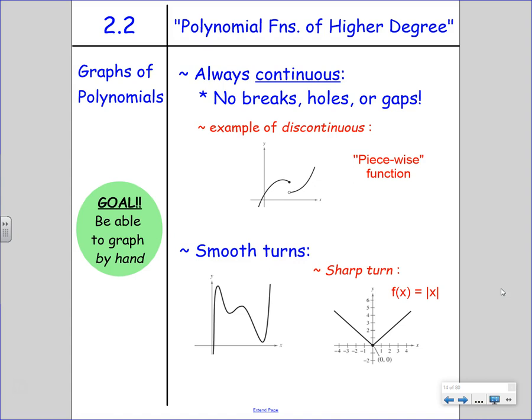They're always going to have smooth turns. Sometimes the turns are quick. Like this one's a super quick turn. This one's more gradual. But they're always going to have smooth turns, even if they're fast. Some are going to be more spread out, some are more narrow, but always smooth turns. And if you guys notice, the red is an example of, okay, well, what's not a smooth turn? Absolute value of x is a sharp turn. It's at a point, it's at a corner.